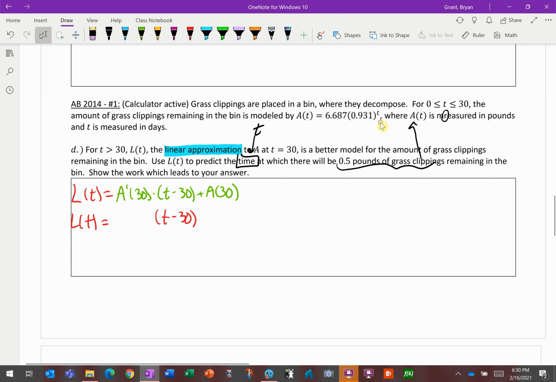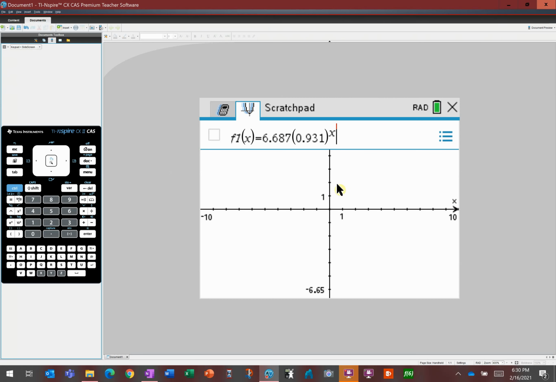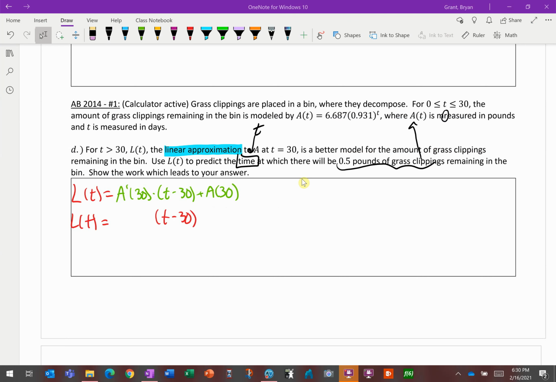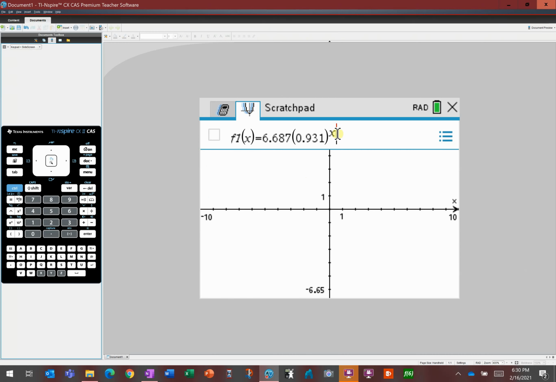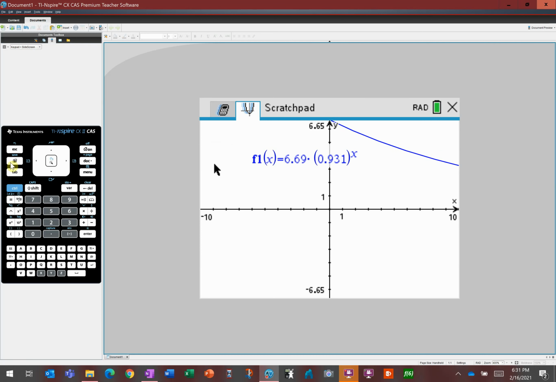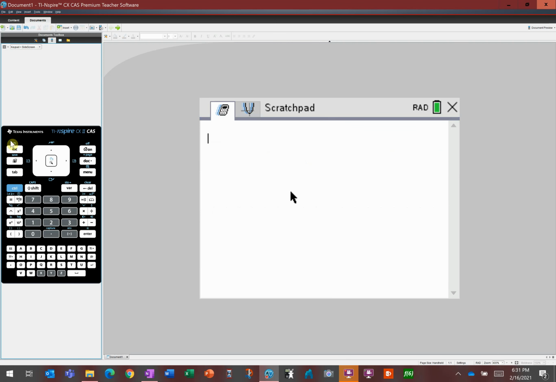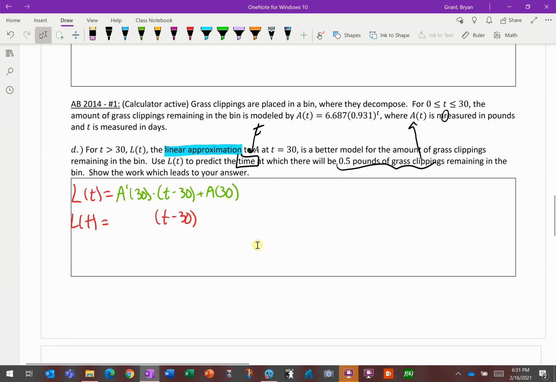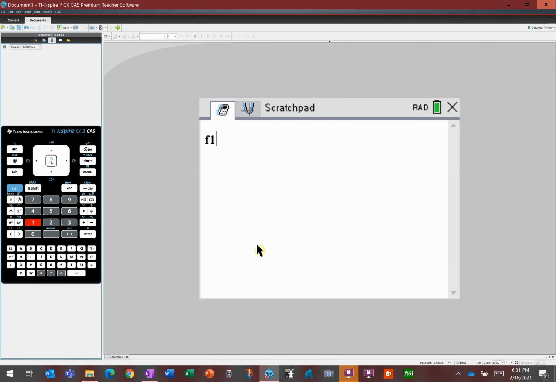As soon as I saw this problem, just behind the scenes, I went through and put this into my graphing screen. If I jump over here, you'll notice 6.687 times 0.931 to the x power, because this is f of x. I don't really care about the graph, though you can hit enter and see the graph hanging out over there. What I most care about now is that this equation is called f1 of x. So I'm going to jump back over to my other screen, and we're just going to find each of these values. Let's find f1 of 30.